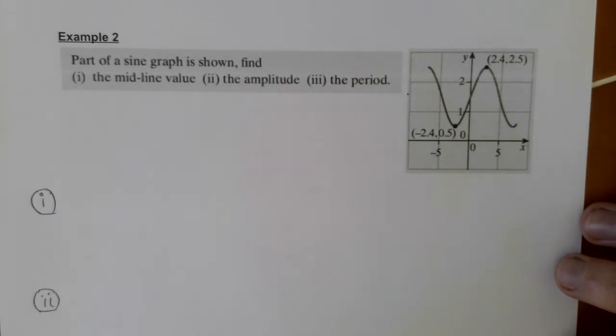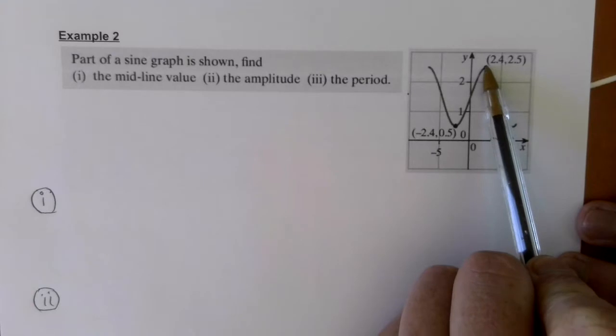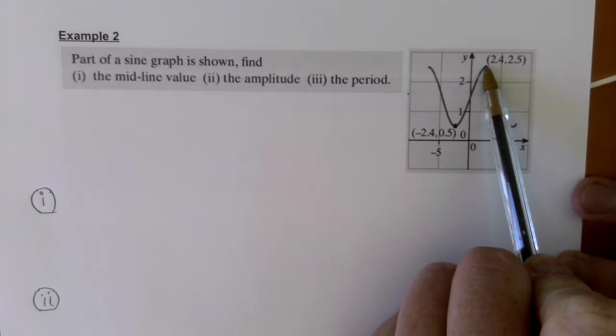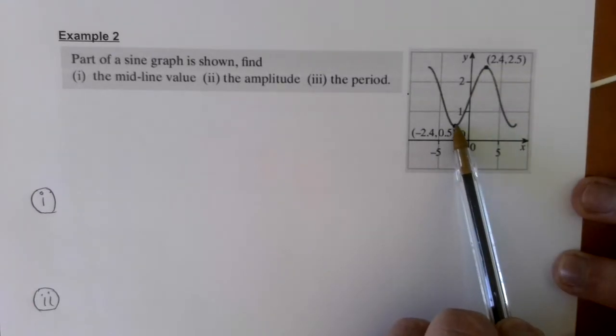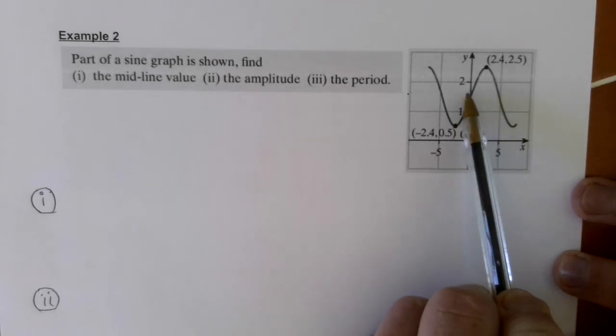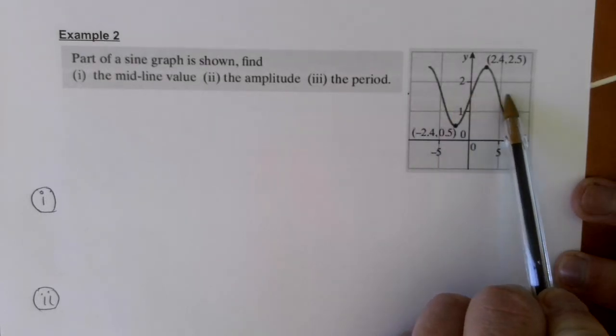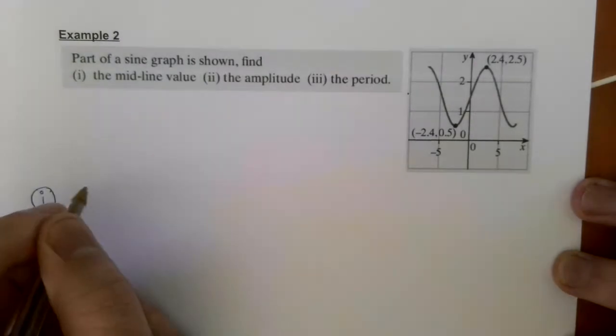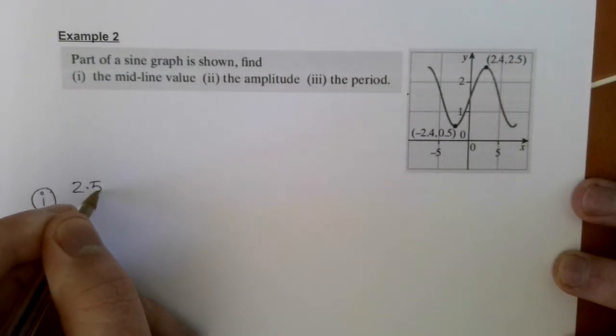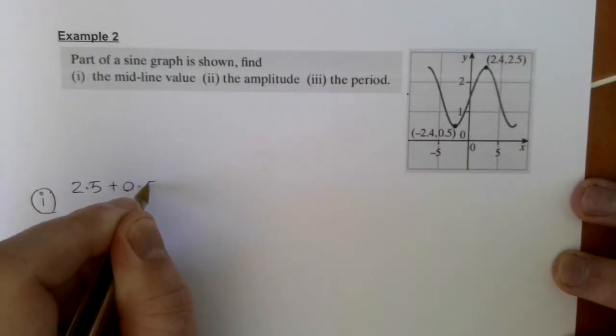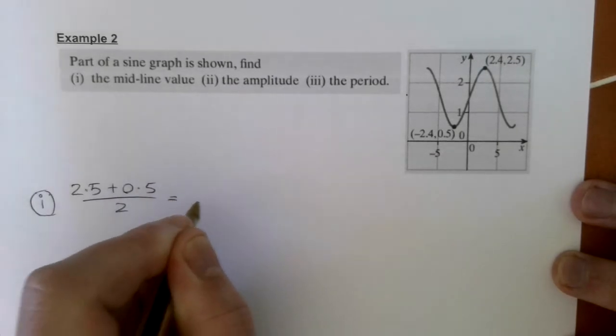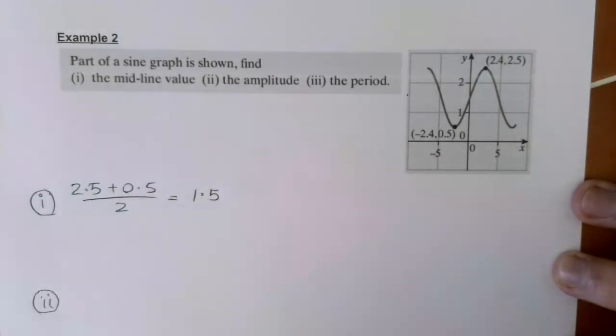So the first one, the midline value. We can see the highest point is the y value 2.5, the lowest point is the y value 0.5, so the midline equation is going to be the one right in the middle of that. If you want to actually calculate it, you can add the two together and divide by 2, or you might just be able to work that out just by looking at the graph. You can see the midline value is 1.5.